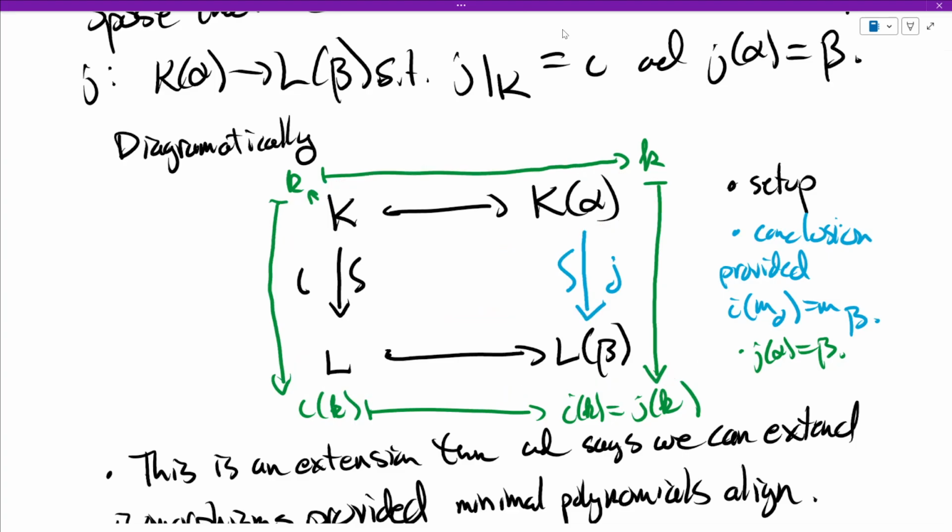What our theorem is telling us is if our isomorphism of the base fields sends one minimal polynomial to the other, then there exists an extension of that isomorphism to the simple algebraic extensions that sends the generator of one to the other and is the same as iota on the coefficients. Okay, that's what it says. So let's go ahead and prove it.